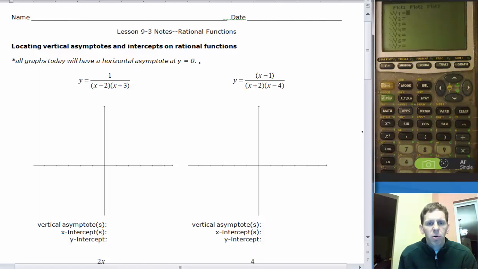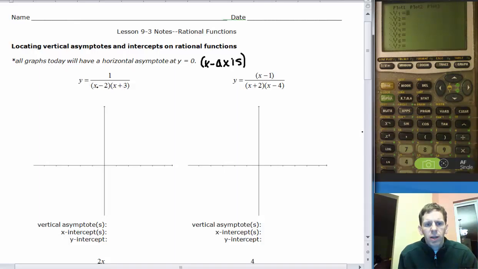We will eventually be working with rational functions that have horizontal asymptotes at other places. But for right now, all of these graphs today will have a horizontal asymptote there. For example, we're going to take a look at two equations to start off with. Both of these are rational functions. We have polynomial expressions in both the numerator and denominator.